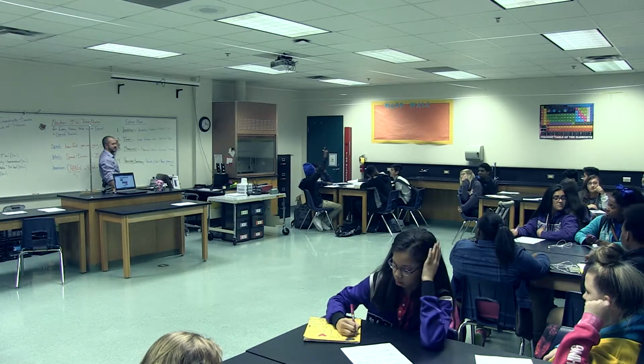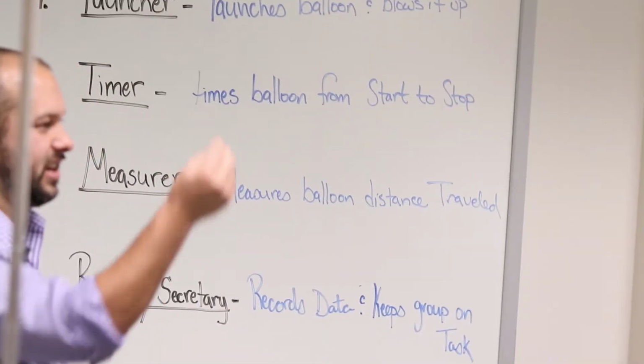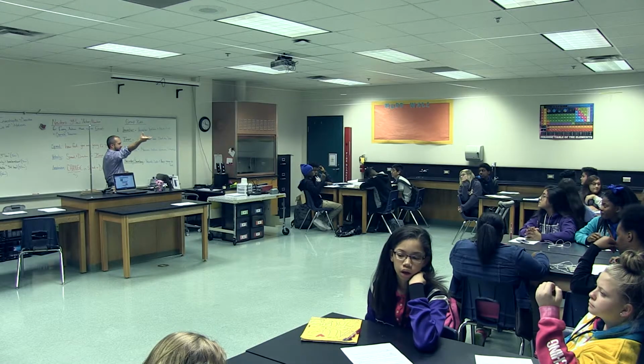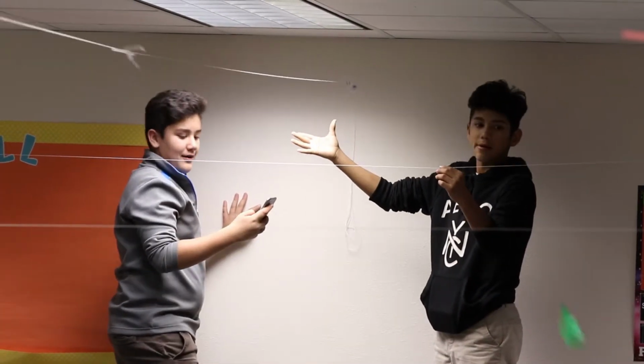Number 2, somebody's going to need to be a timer. The timer is going to have to be somebody who has a cell phone. All right? You're going to time from when the balloon launches to when it stops. Effective teachers create classrooms in which all students are authentically engaged in the learning and held to higher standards, as seen here in Mr. McDaniel's science classroom.